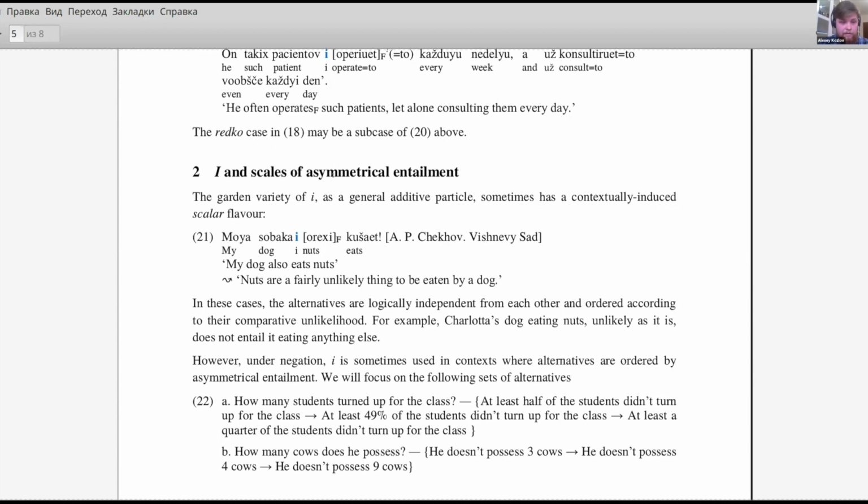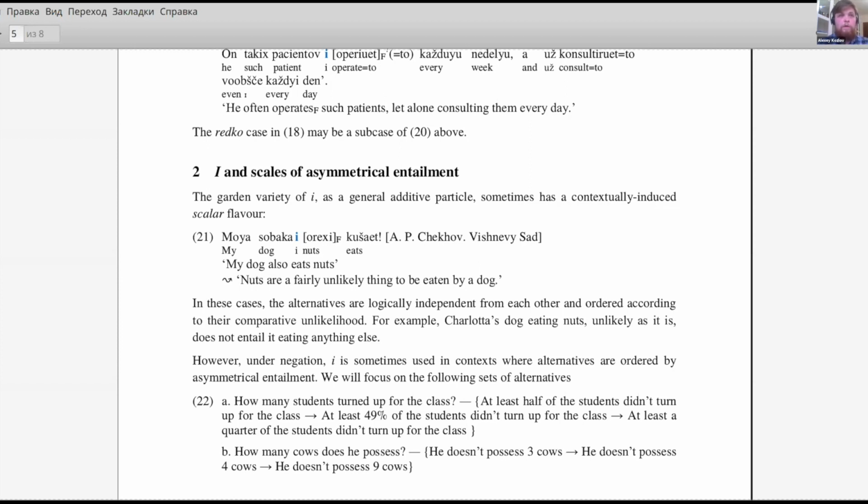And the garden variety, as is typical of a general additive particle, sometimes has a contextually induced scalar flavor, but it is nothing more than an implicature, like «Моя собака и орехи кушает». In a context where nuts are an unlikely thing to be eaten by a dog, the implicature arises, but we can get rid of it. For example, «Моя собака и мясо кушает». My dog also eats meat, and no unlikelihood implicature.